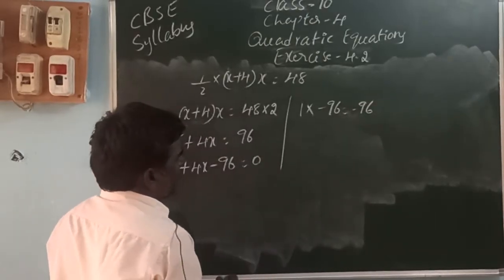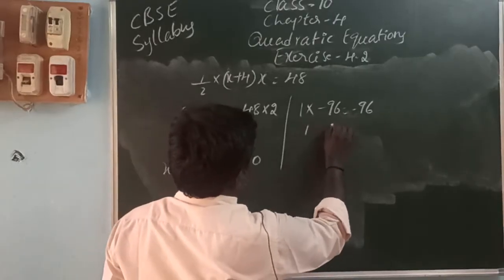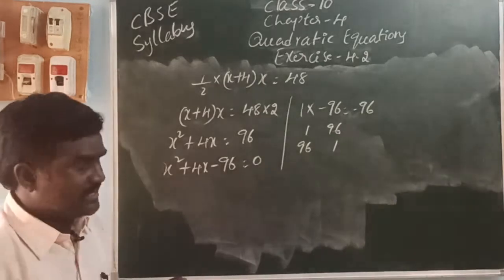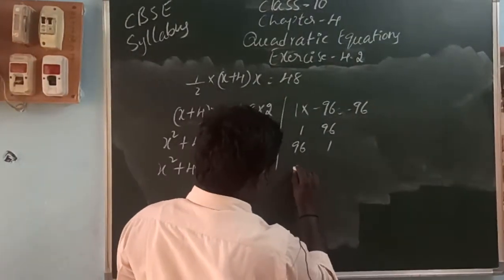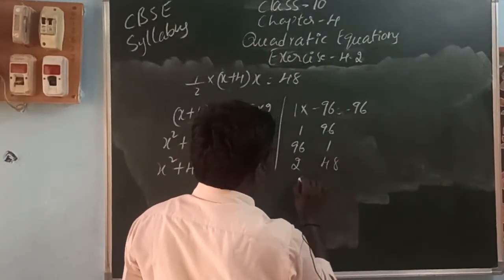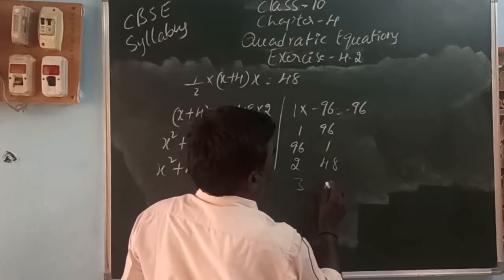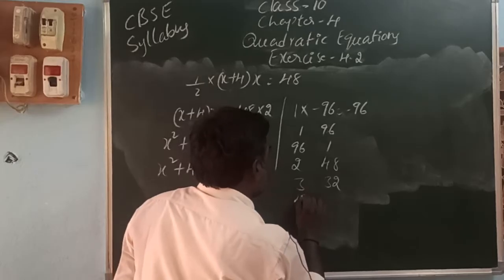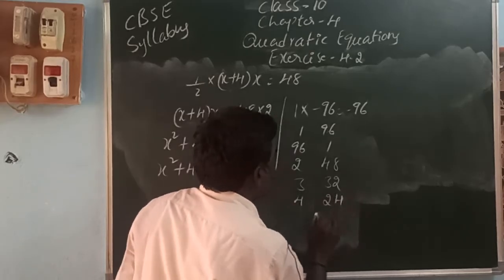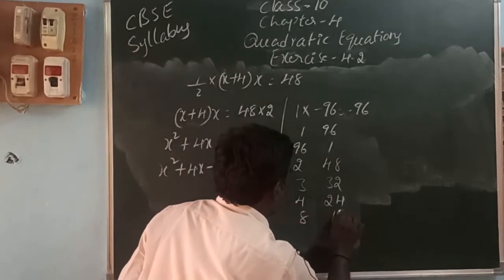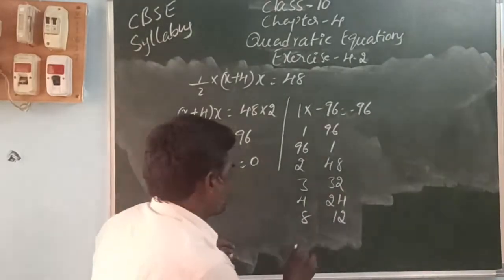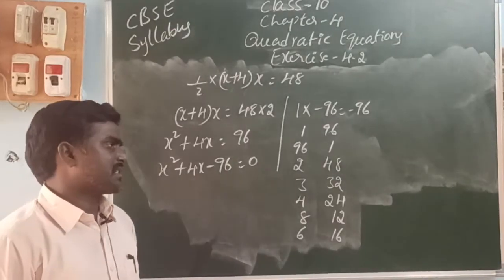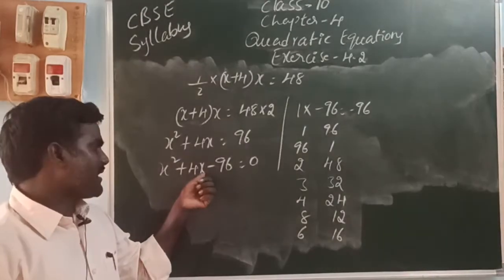So what are the factors of 96? 1 and 96, 96 and 1, multiples of 8s. Next, 2 and 48, next 3 and 32, next 4 and 24, next 8 and 12, 6 and 16. So in these factors we take any two factors whose sum or difference becomes the x coefficient. What is the x coefficient here?